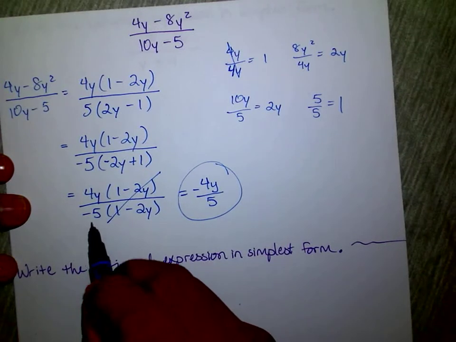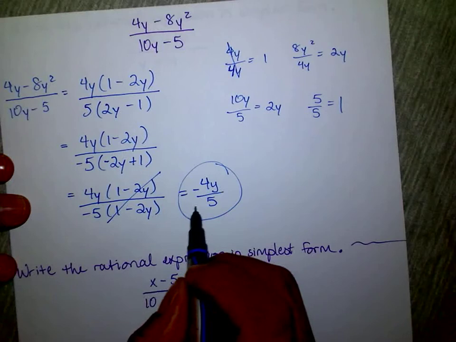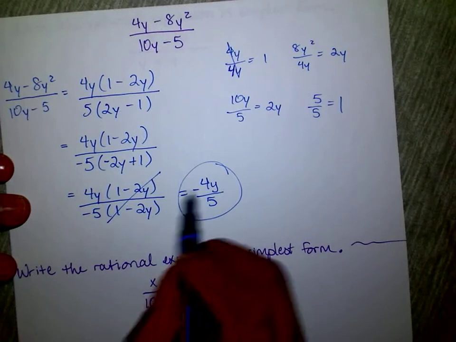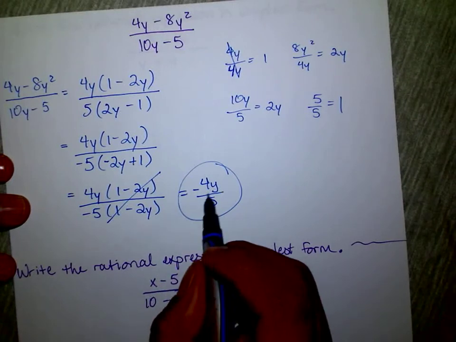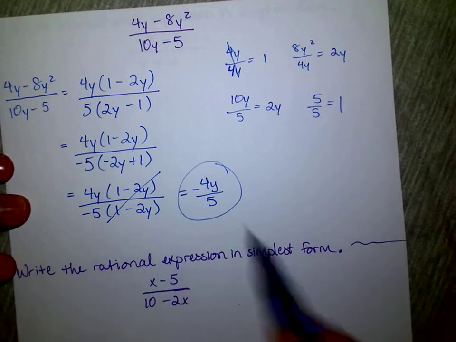And just to recap, whenever you have a fraction and the number on the bottom is negative, you move that negative to the top and the whole fraction becomes negative. So negative 4y over 5. Final answer.